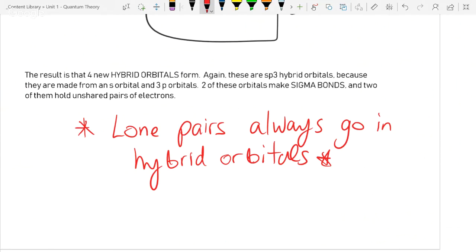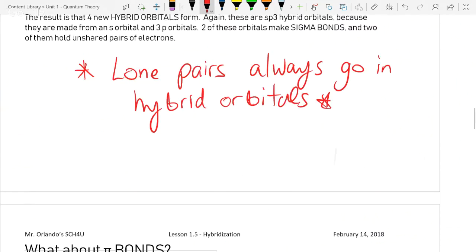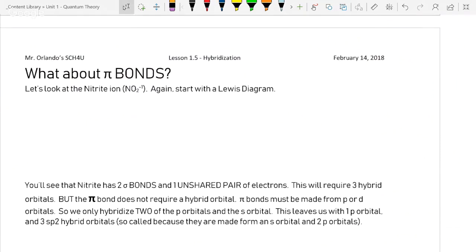Pi bonds are weaker than sigma bonds. They're not as strong. So a sigma bond, in terms of covalent, is the strongest covalent bond possible. And then when you add additional pi bonds, they do make it a stronger bond, but not to the same extent as a sigma bond. They're weaker. They also have some other properties that we'll talk about.